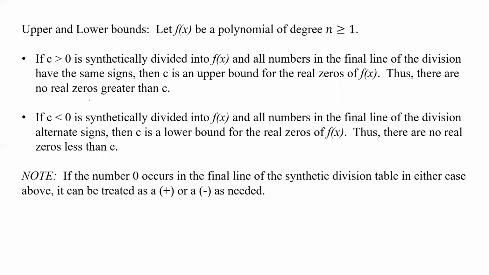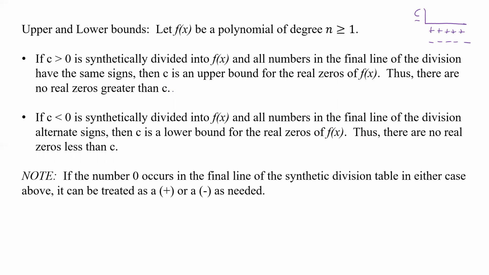Now, if c is greater than 0 and is synthetically divided into f of x, and all the numbers in the final line of the division have the same sign. So, c is some kind of number, and we get all positives here, all the same sign actually. I guess it didn't have to be positives, but they all have the same sign. They're either all plus or they're all minus, okay? Then c is going to be an upper bound for the real zeros of f of x. So that means we're going to have an upper bound here. There's going to be no real zero greater than that c value, whatever that c is.